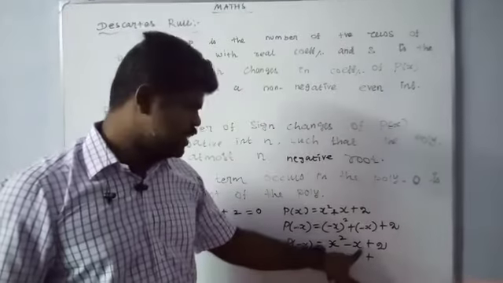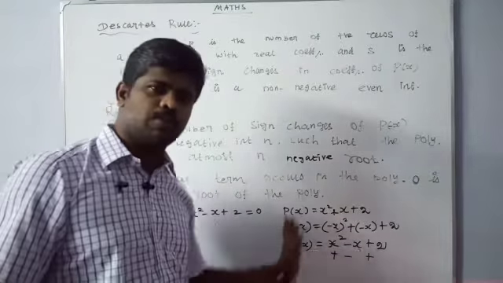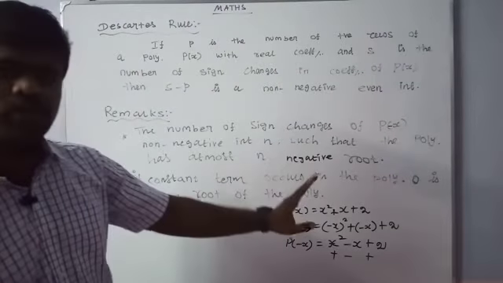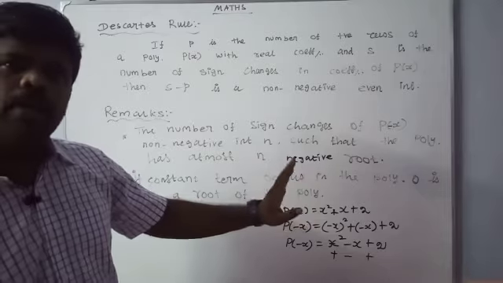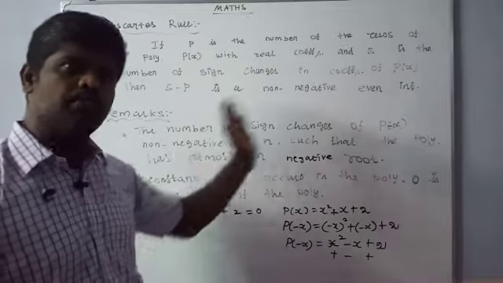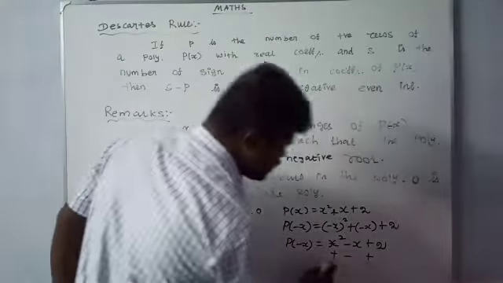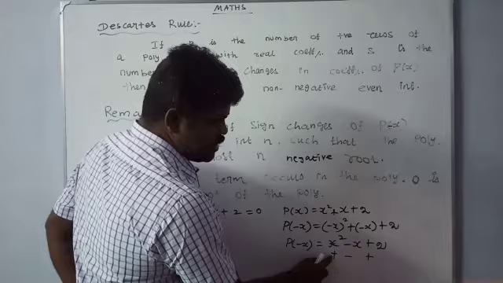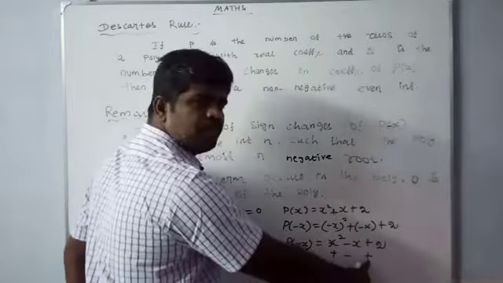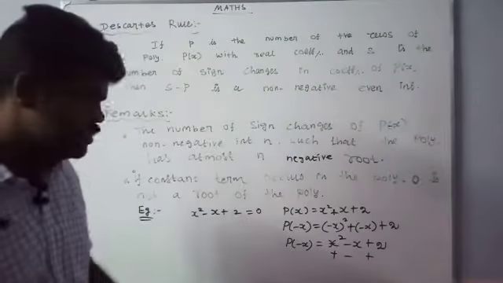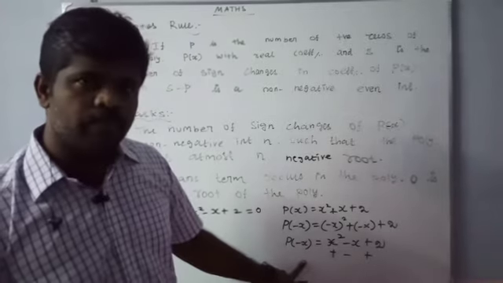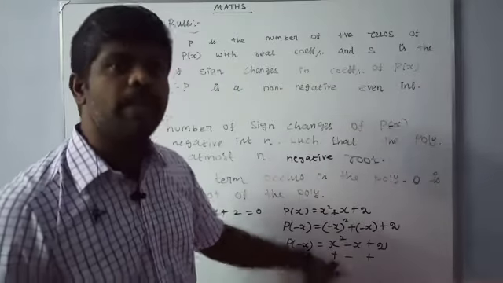In this equation there are again two sign changes: here plus, here minus, and here plus. Compare the ith coefficient with the (i plus 1)th and (i minus 1)th coefficients. So comparing these two terms, plus and minus is the first sign change, and minus 2 plus is the second sign change. So there are two sign changes. Therefore, this equation has at most two negative roots.